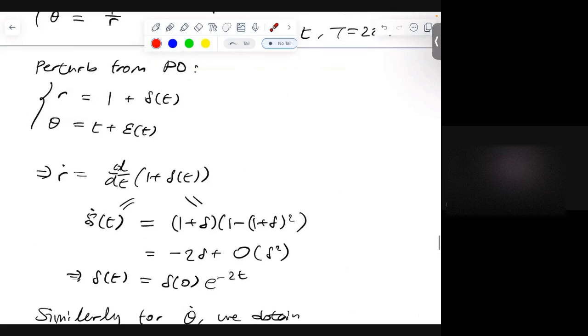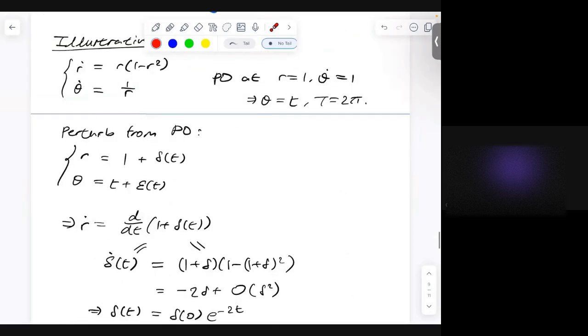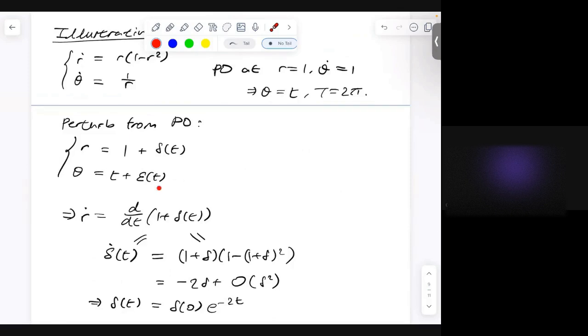I didn't follow. Okay, so yeah, we've considered a perturbation. We've just constructed it. We've said, in the r component we perturb it by delta, the theta component we perturb it by epsilon along the PO. So then we would take the derivative of r, with the goal being that we want to find the rate of change of perturbation. So we do this: d/dt of 1 plus delta t is equal to delta dot.